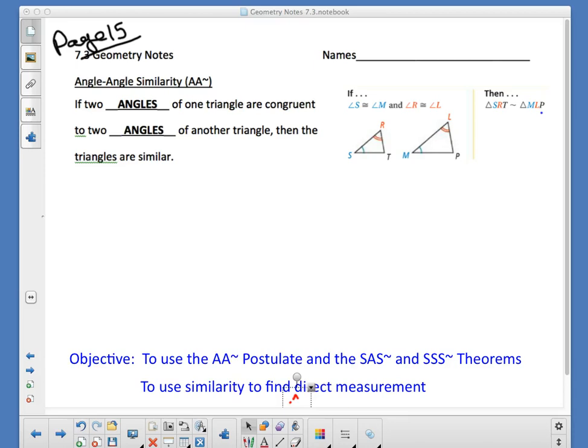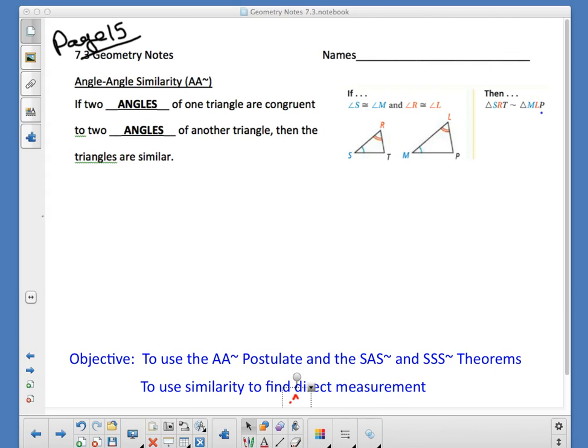We've got geometry 7.3. What are we talking about? We're talking about angle-angle similarity, side-side-side similarity, and side-angle-side similarity. We've already done the first two. So really, the one that's new is side-angle-side similarity, and we'll talk about that.